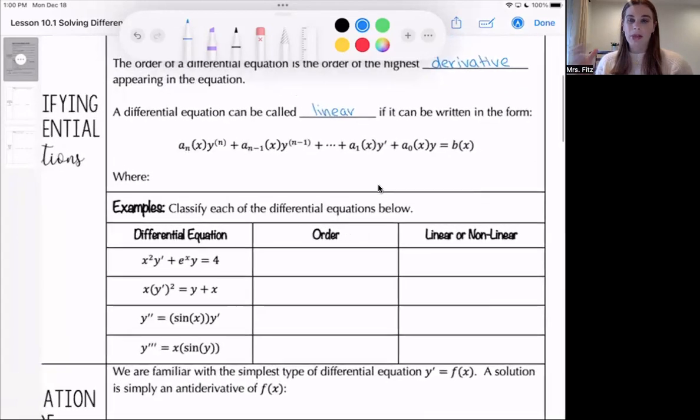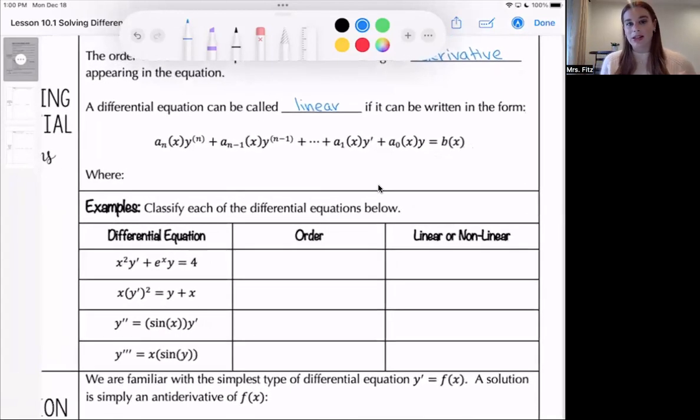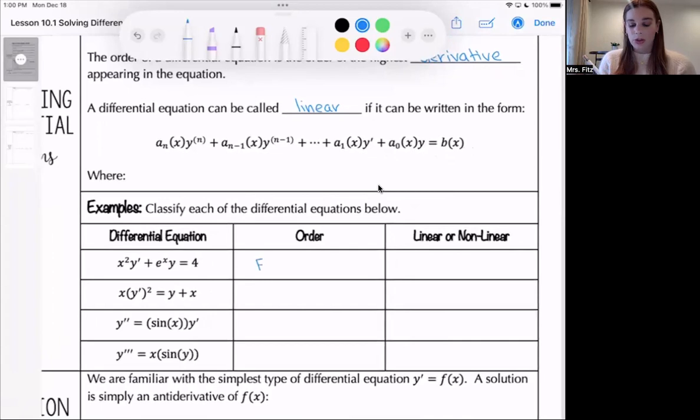So here are some examples. Sometimes just looking at the general form doesn't make it quite as obvious. If we have a differential equation, x squared times y prime plus e to the x times y is equal to 4, this is called a first order, and that's because the highest derivative is a first derivative. Is it linear or nonlinear? Well, in this case, this one would be linear because we have a function of x times y prime plus another function of x times y, which equals 4. So this would be considered a linear differential equation.